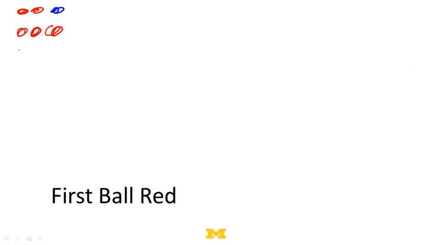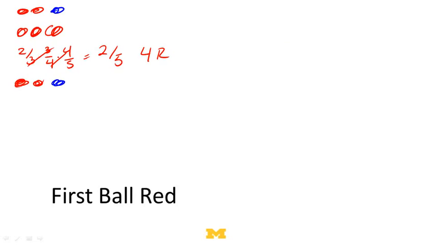Well, there's a 2/3 chance that this first ball's red. There's a 3/4 chance the second ball's red, and there's a 4/5 chance the third ball is red. So if I cancel all that stuff out, there's a 2/5 chance of ending up with 4 red balls. Now I could ask, what are the odds that I get 2 reds and a blue?